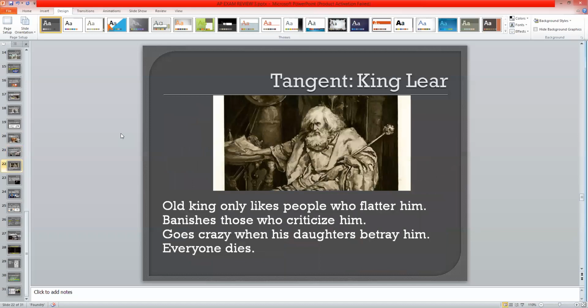The story is this for King Lear. You have an old king who likes only people who flatter him. He banishes those who criticize him. He goes crazy when his daughters betray him, and then at the end, everyone dies. It's pretty much the Trump presidency right now. You know what I mean? So just saying. It's a foreshadow. I'm obviously shorthanding it, but if you read it, it's pretty relatable to modern times.